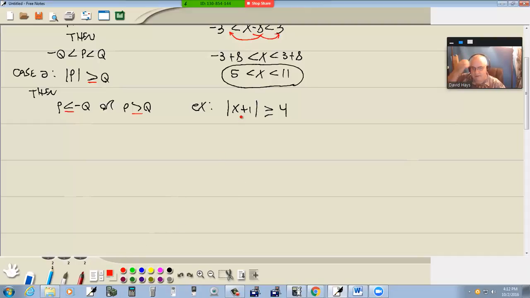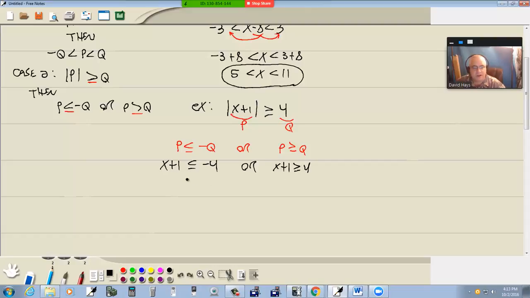Well, this one's already in the right form. The absolute value is by itself on the left side. So this is our p, and this is our q. And our formula says we got p is less than or equal to negative q, and here's an or, and p is greater than or equal to positive q. So everywhere I have a p, I'll plug in x plus 1, and everywhere I have a q, I'll plug in 4. So I got x plus 1 is less than or equal to negative 4. And then x plus 1 is greater than or equal to positive 4.